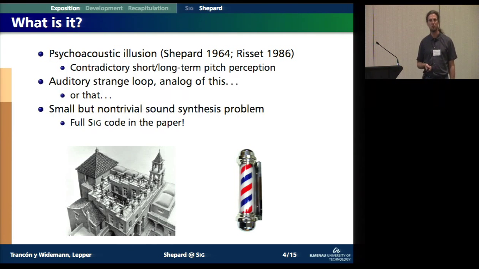It's a fairly small problem that can be described in a few minutes, but it's non-trivial. So if you try really to synthesize sound from scratch, it can be quite hard. And the full SIG code is in the paper. It's about 1/3 of a page, and there's a long discussion of every detail.